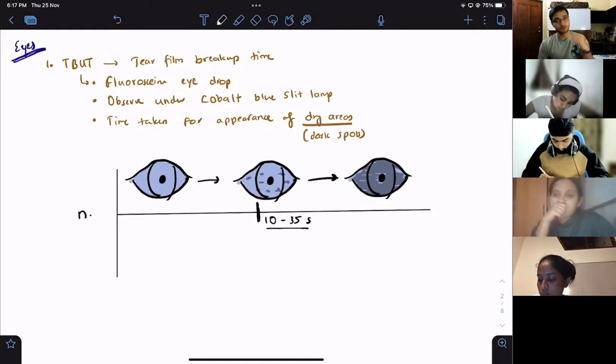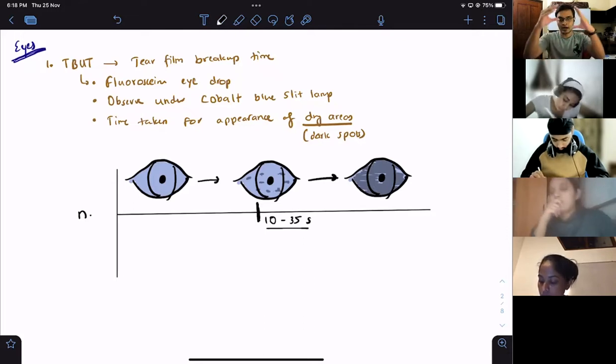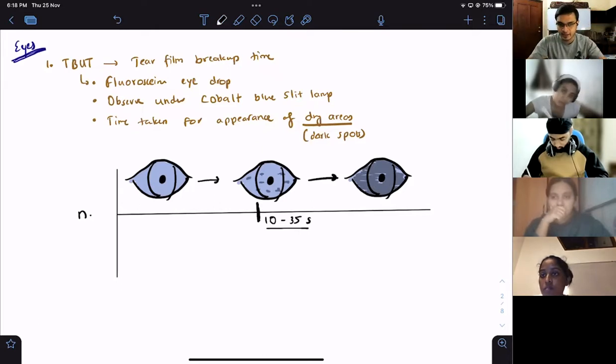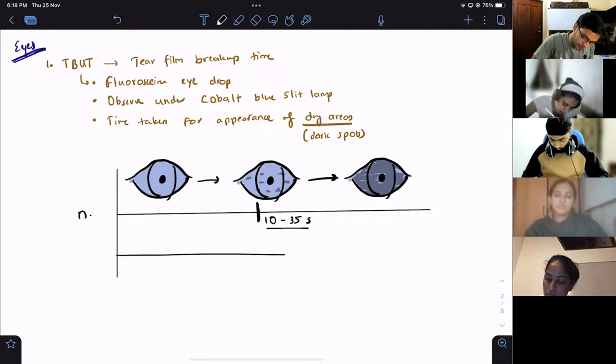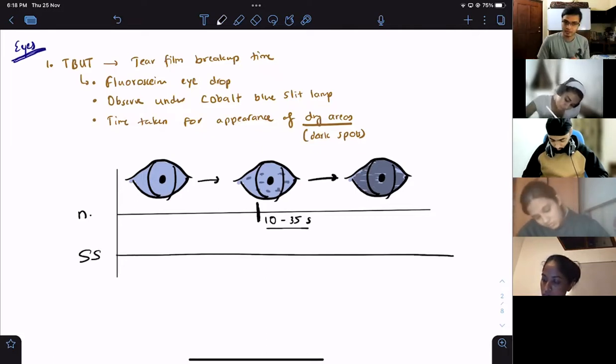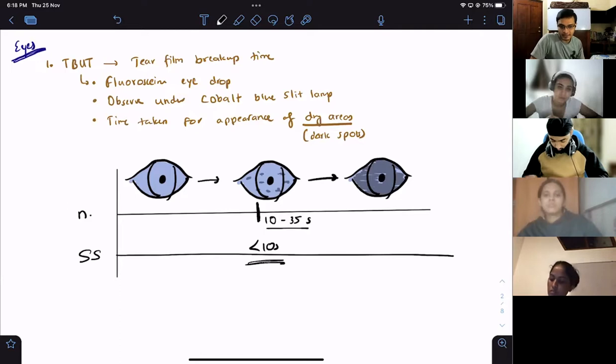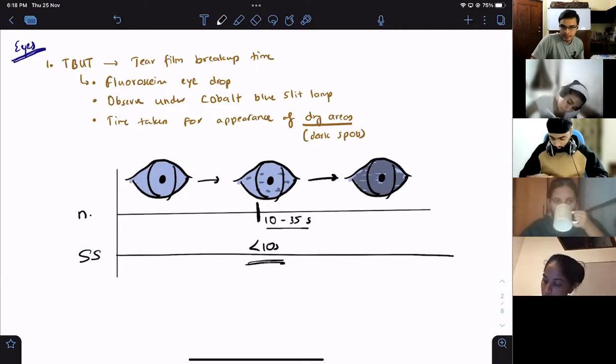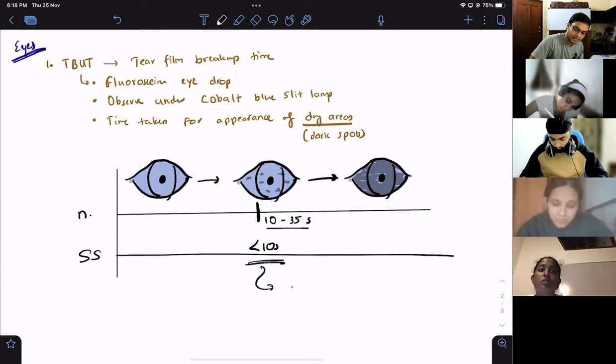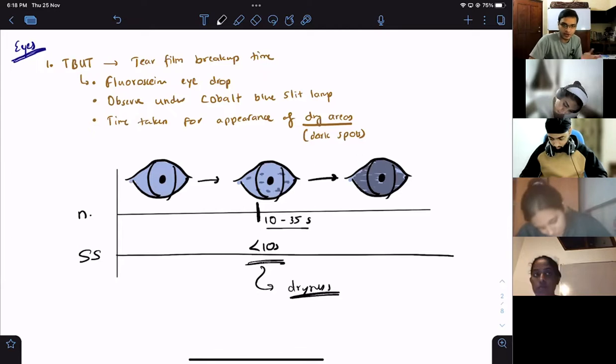But what happens in the case of Sjogren's, guys? They already have hyposecretion, so their aqueous layer and their inner mucin layer are very thin. Evaporation occurs very rapidly when they leave their eye open for a long time, because throughout this test there is no blinking. In a Sjogren syndrome patient, the tear film breakup time is less than 10 seconds. The time for the first spot to appear is under 10 seconds, and that indicates dryness, basically dry eye. This is one test.